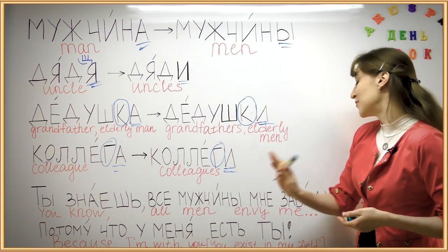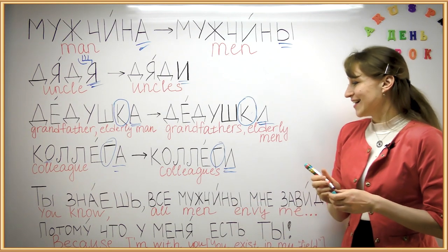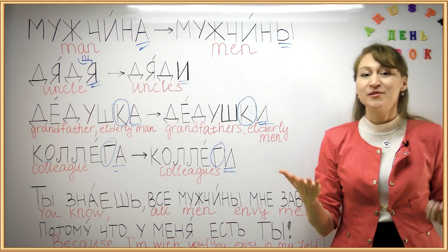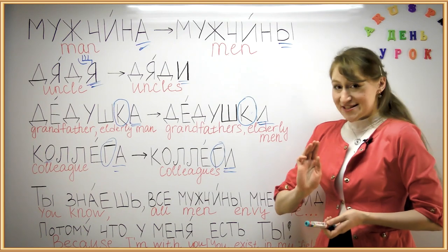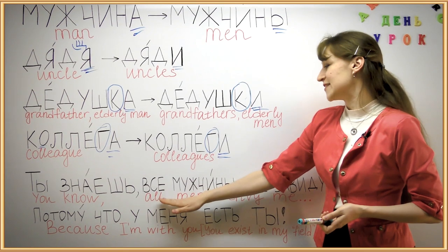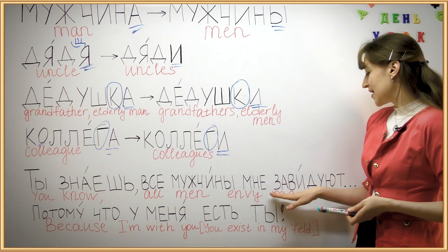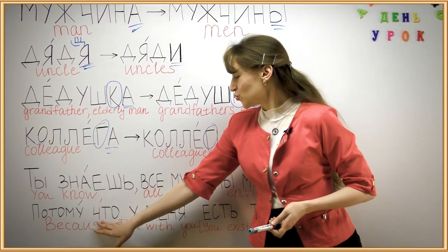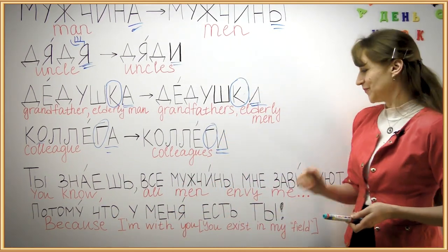Right? So these were separate words. Now let's look at some phrase. And this phrase, I hope it will be useful for you, because you can use it as a compliment to your fiancé or to your girlfriend. Let's read it first. Ты знаешь, все мужчины мне завидуют, потому что у меня есть ты.